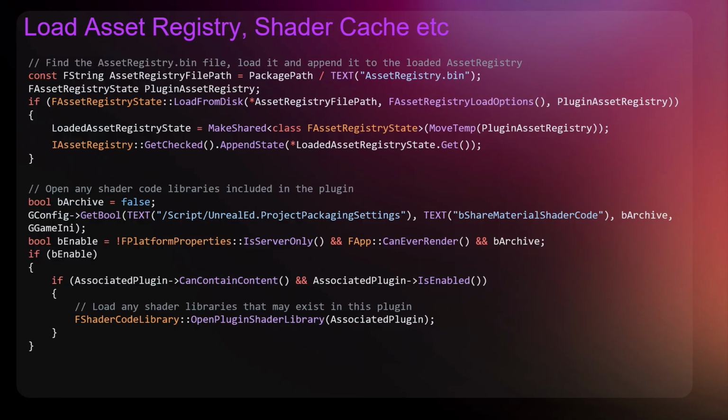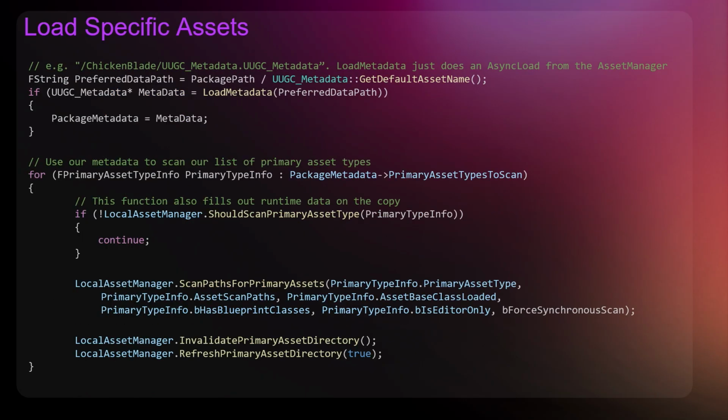If you've got shared material shader code turned on, we just check that property, make sure that you're actually rendering, so you're not a server, the plugin's enabled, etc. And we use FShaderCodeLibrary OpenPluginShaderLibrary to open that shader code and append it to the game's shader code state. And then finally, we're loading these specific assets that we're talking about, and this is kind of the last piece of magic to basically make our content discoverable for use.